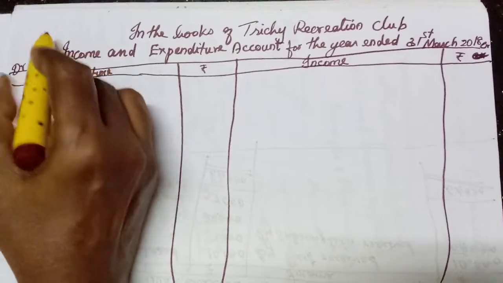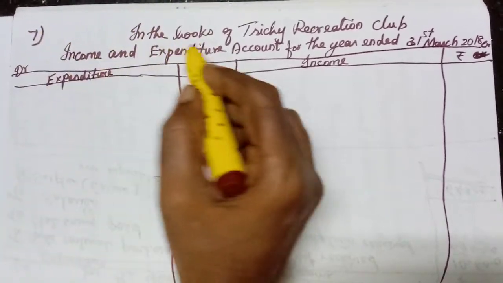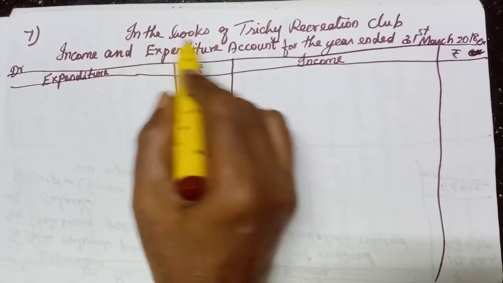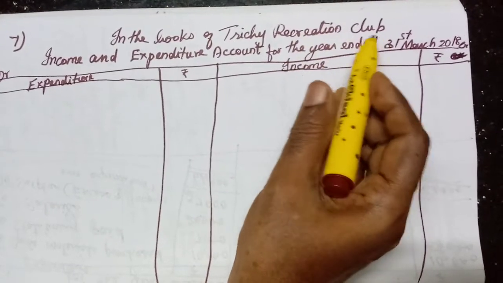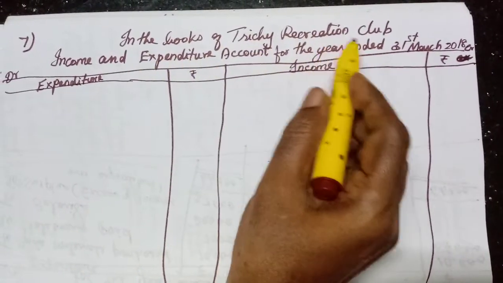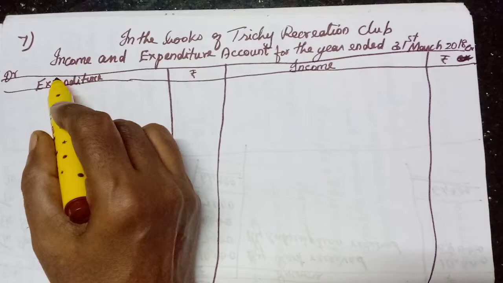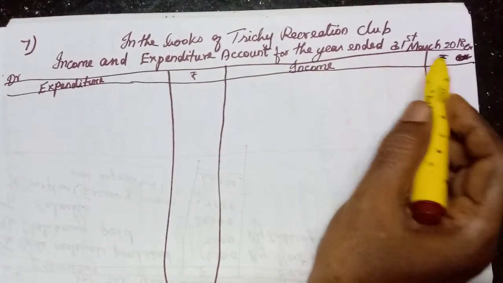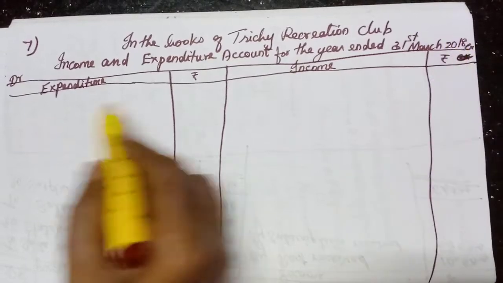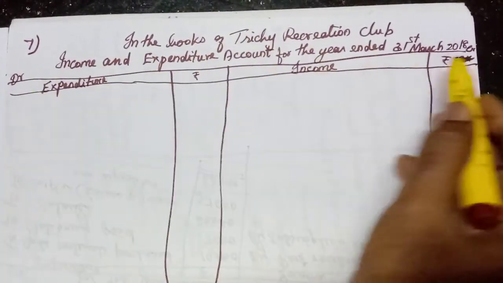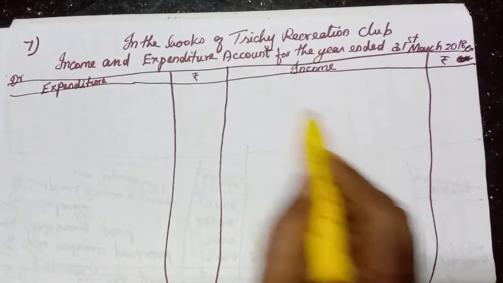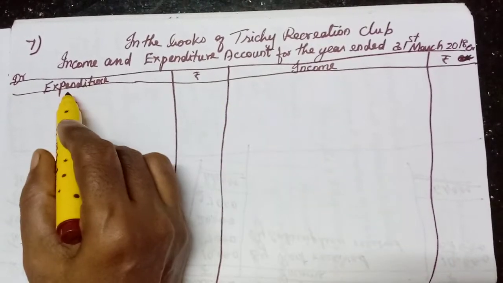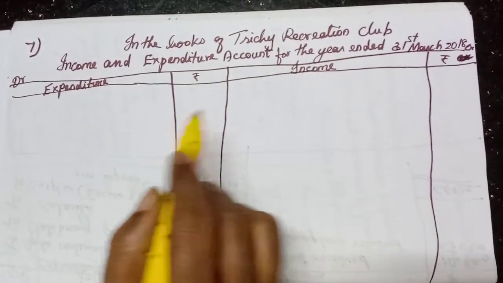First we have to write the number, okay, 7. Then first we have to write the heading: in the books of Trichy Recreation Club. That organization name we should write. Then the account name, income and expenditure account. Then the period, for the year ended 31st March 2018. Draw a line. Then debtor, creditor. Then income credit side, expenditure debit side, rupees you have to write.